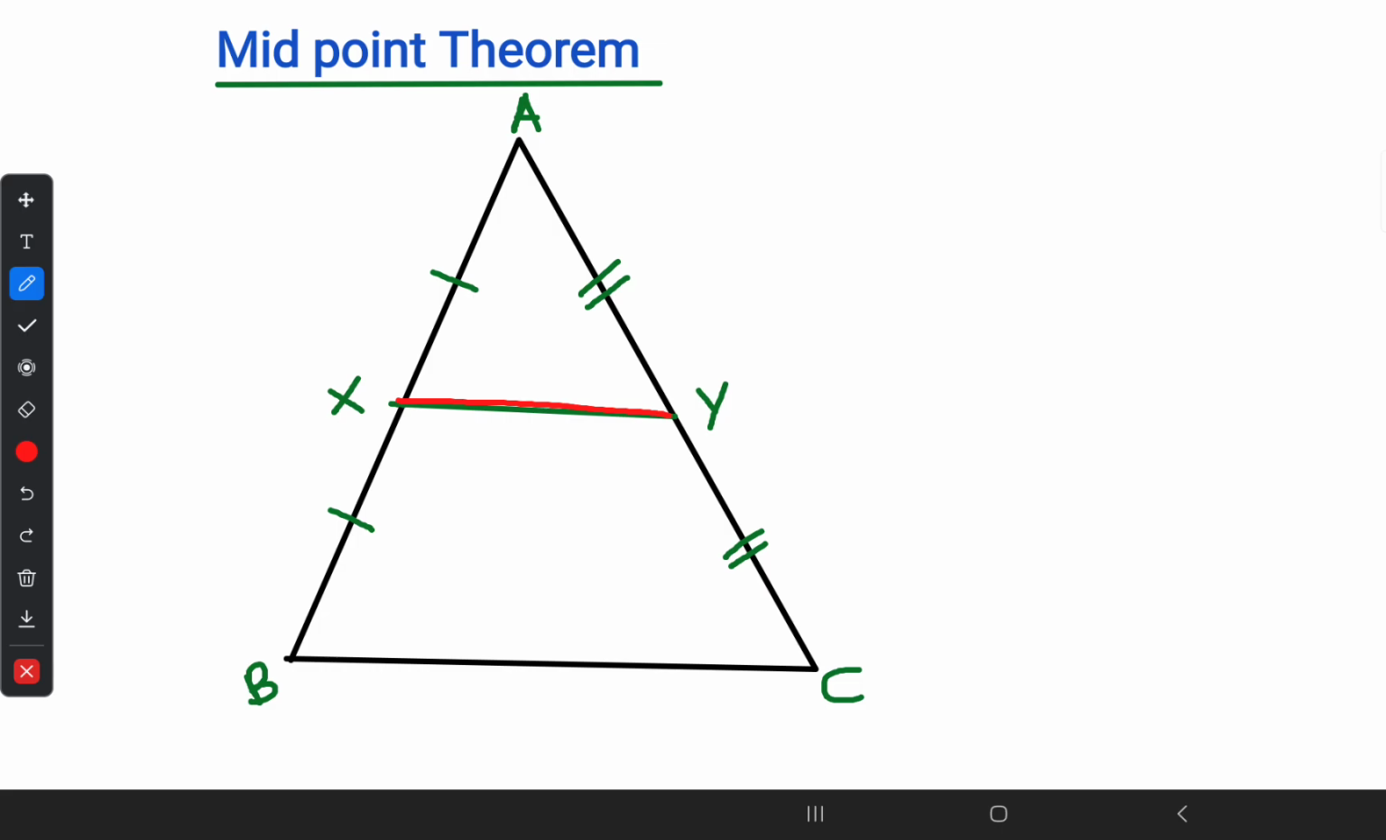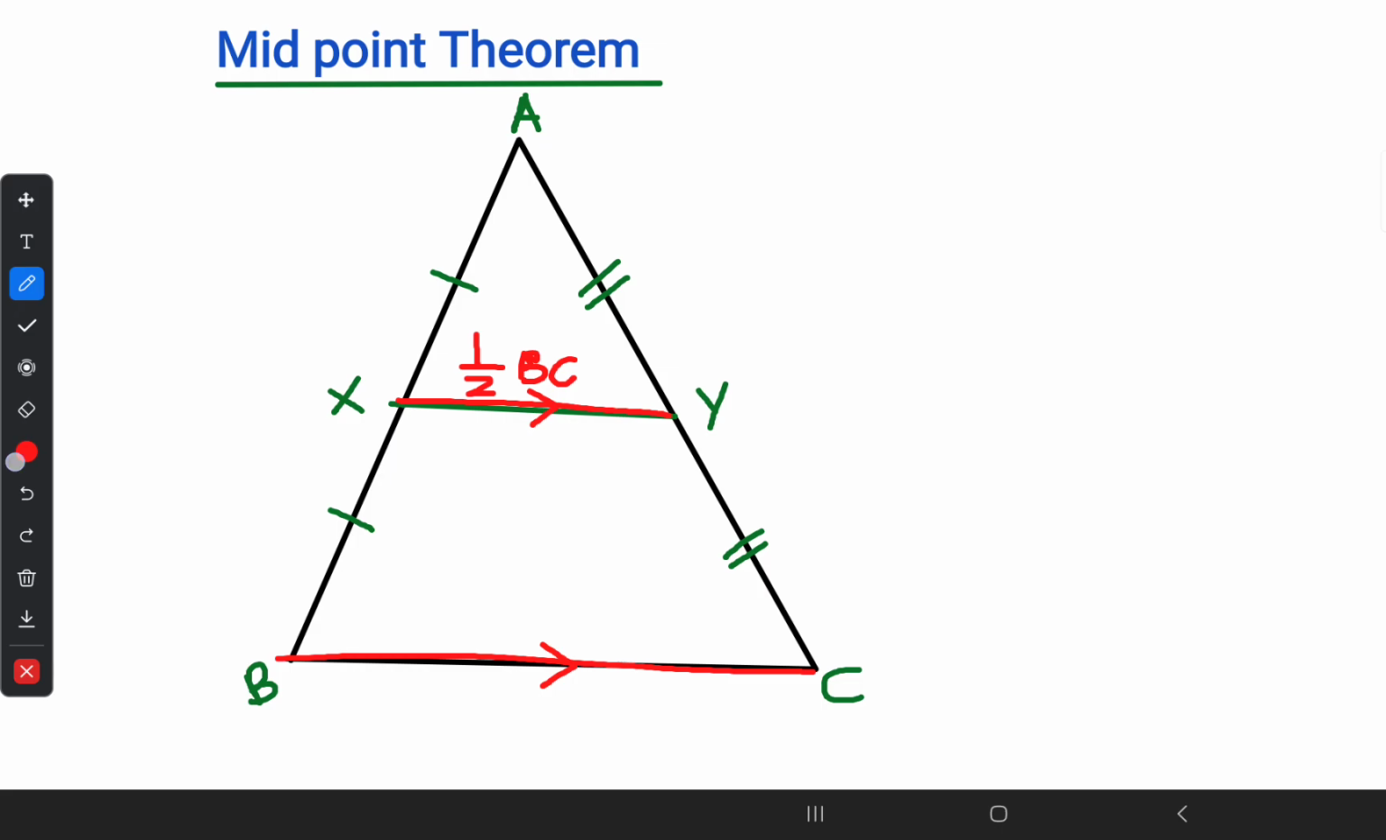The length of the side which you have created is exactly half of BC. This length would be half of the third side in the triangle. And these two lines are parallel with each other as well. Now I will read the theorem. The straight line segment through the midpoints of two sides of a triangle is parallel to the third side and equal in length to half of it.